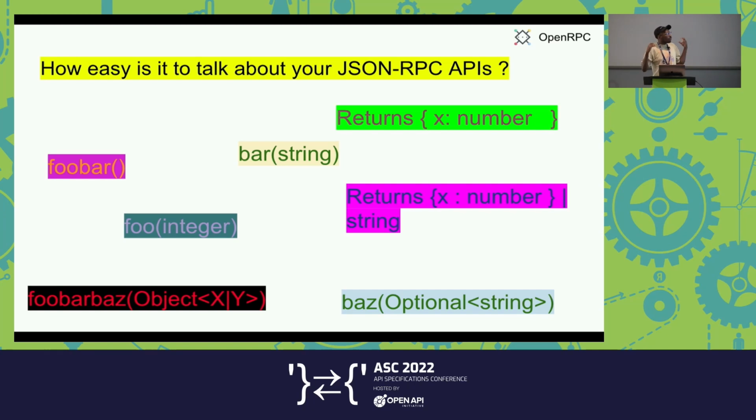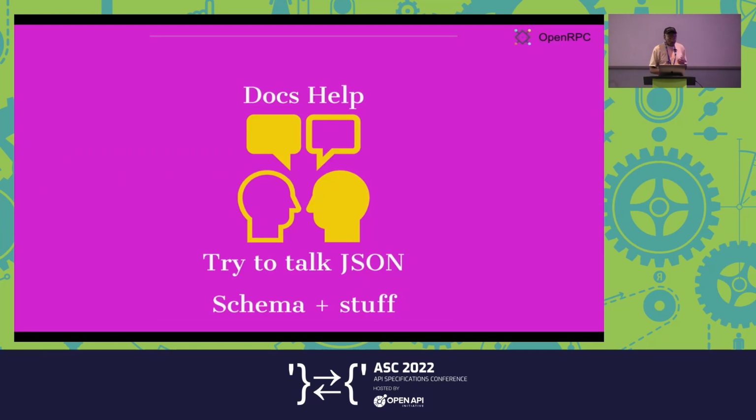So one of the things I wanted to start off with is how easy it is to talk about your JSON-RPC APIs. JSON-RPC is kind of like you're going to call a method, and then it's got parameters. It's almost like you're writing your own sort of code language, but it can be a little bit tricky to communicate this to your colleagues. So what really helps are docs.